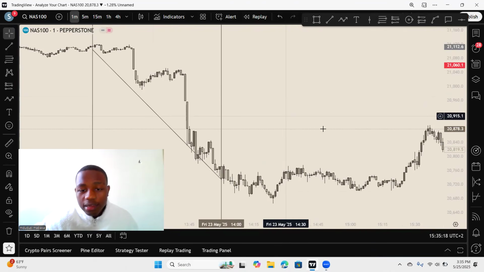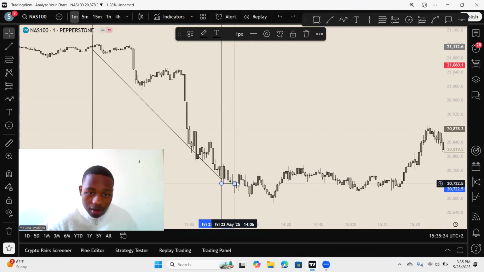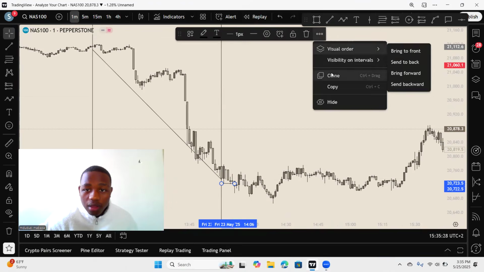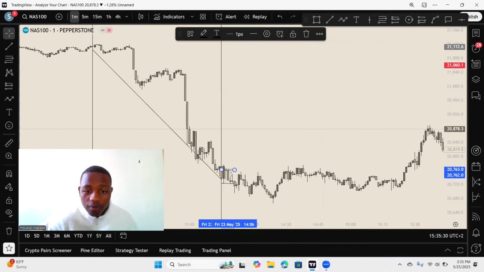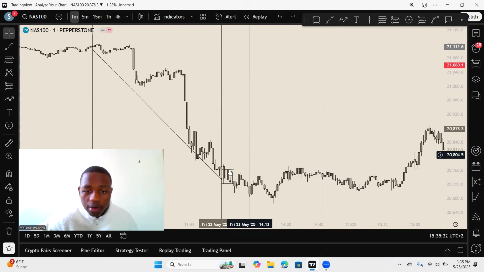Okay, here's my 1 minute time frame. Then what do we have over here? We have a break of structure to the downside, but then it did not break our high. Let me show you real quick. You see, we have a break of structure to the downside, but then it did not break our high.